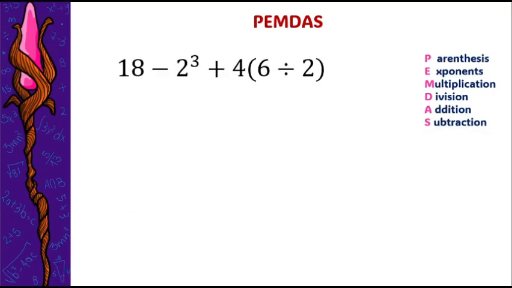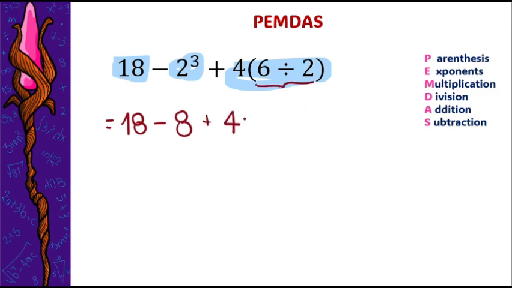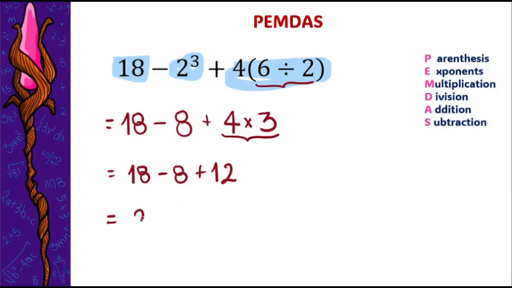Let's get a little bit more complicated. In this case, we could be talking about this term, and this term. Now the 18 is just 18, minus, for this term we have an exponent, so we solve it. 2 to the power of 3 is 8, plus, for this one the parentheses go first, 4 times 6 divided by 2, which is 3. Now we have just addition, subtraction, and multiplication, so the multiplication goes first. 18 minus 8 plus 12. That's going to be 18 minus 8 is 10, plus 12 is 22. And that's the final answer.